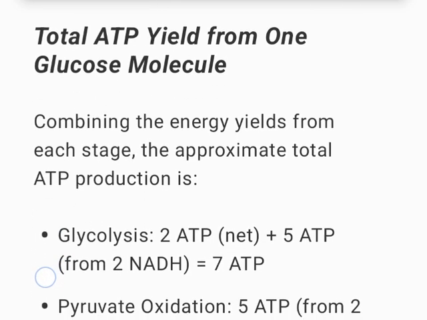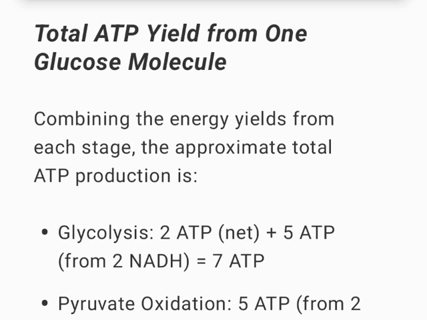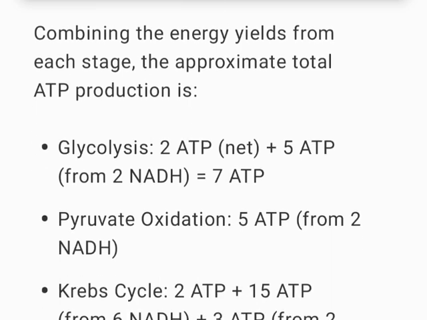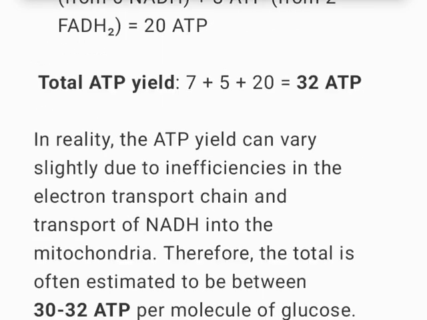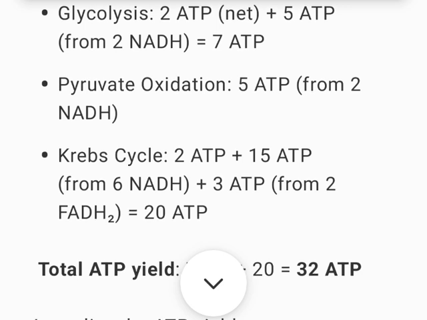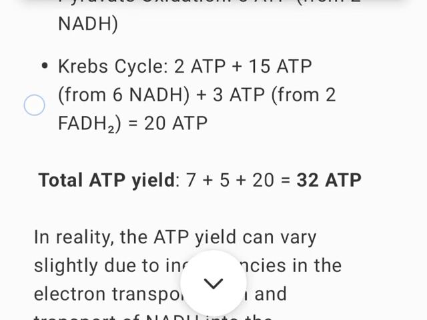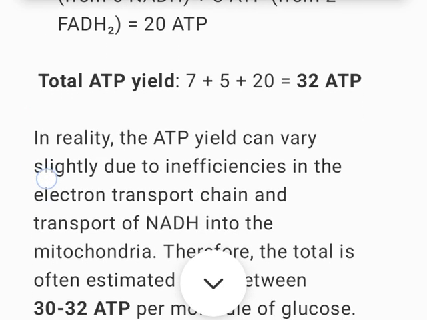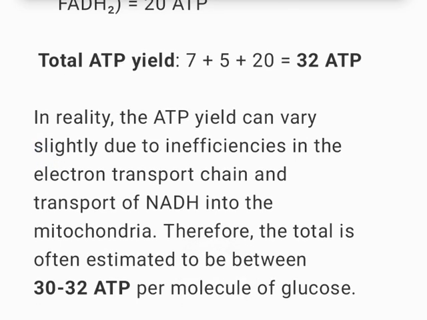Total ATP yield from one glucose molecule. Combining the energy yields from each stage, the approximate total ATP production is: glycolysis, 2 ATP net plus 5 ATP from 2 NADH equals 7 ATP. Pyruvate oxidation, 5 ATP from 2 NADH. Krebs cycle, 2 ATP plus 15 ATP from 6 NADH plus 3 ATP from 2 FADH2 equals 20 ATP. Total ATP yield, 7 plus 5 plus 20 equals 32 ATP.